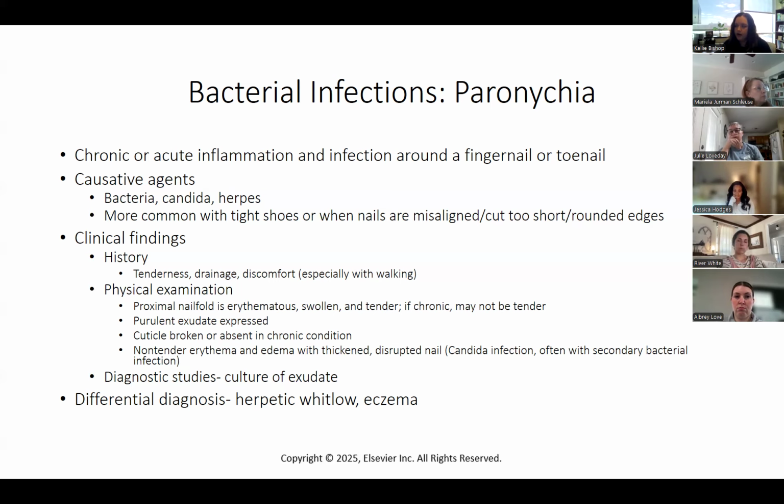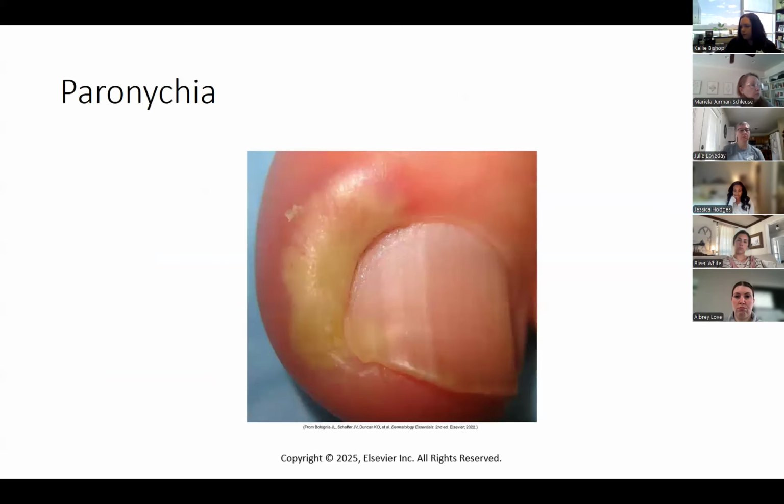You want to drain it because that's what makes it feel better. Usually, if you can drain it and express that exudate out of it, they feel a whole lot better, and then you can treat it from there. But you want to culture that drainage. Herpetic whitlows and eczema are differentials. So that's what it looks like.